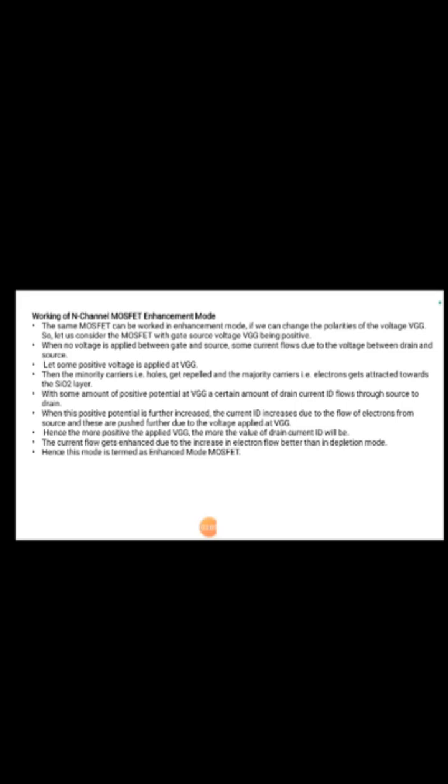With this positive terminal, a certain amount of drain current flows from the source to the drain. When this positive potential is further increased, the current increases due to the flow of electrons from the source, which are pushed by the voltage. Hence more current is formed and it is enhanced due to the increase in electrons, and that's why we call it an enhancement mode MOSFET. So you can see the diagram of this N-channel enhancement mode MOSFET.